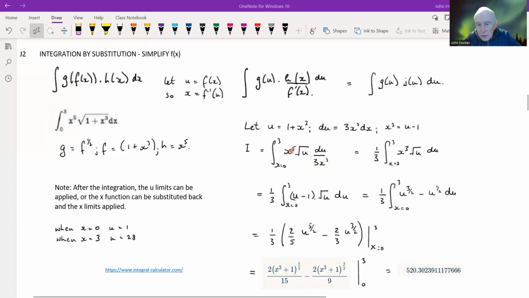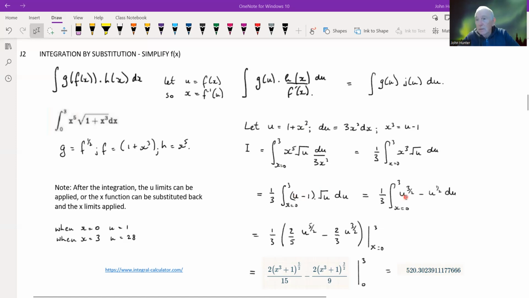Now you can see we've got some cancellation going on. We take this third out, and then we cancel the x to the power of 5 and x squared, giving us this x cubed with our square root of u du. Now our x cubed is quite nice, because that is u minus 1, you can see from here. So we've got u minus 1 into the square root of u du, with the third outside. So we can just multiply that out, and here we go.